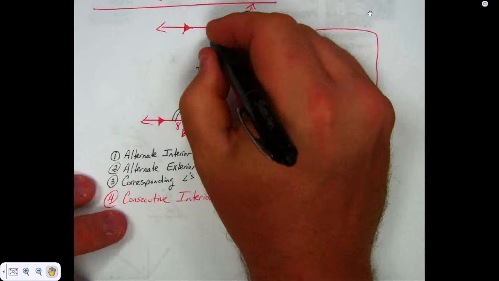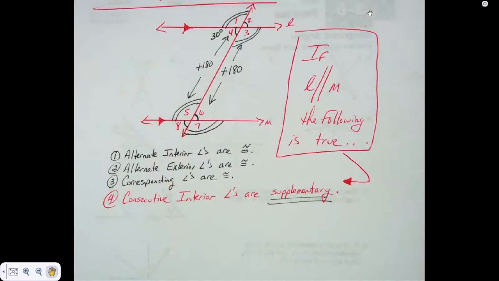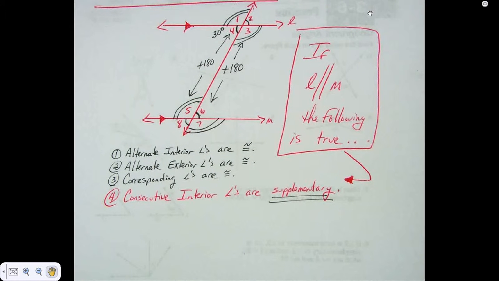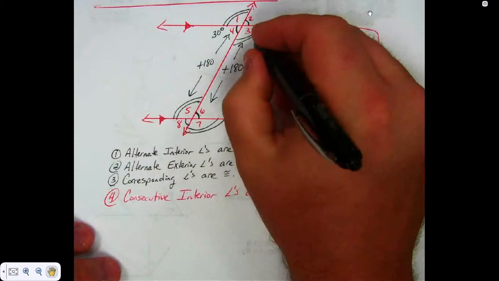So, measure of angle 4 was 30 degrees. Can you guys tell me the rest? What's the measure of angle 3? 150.